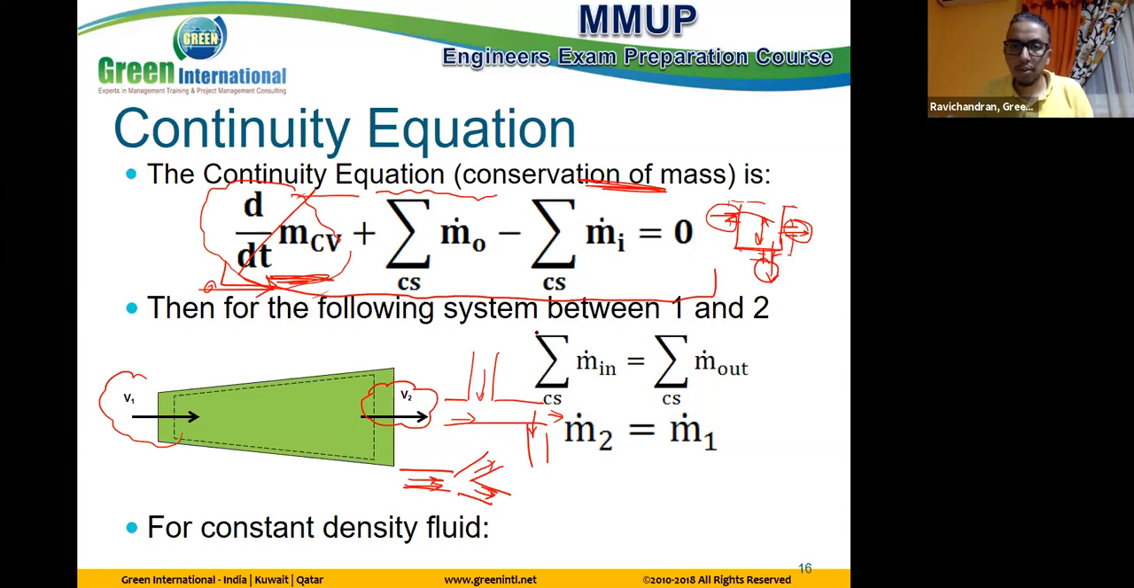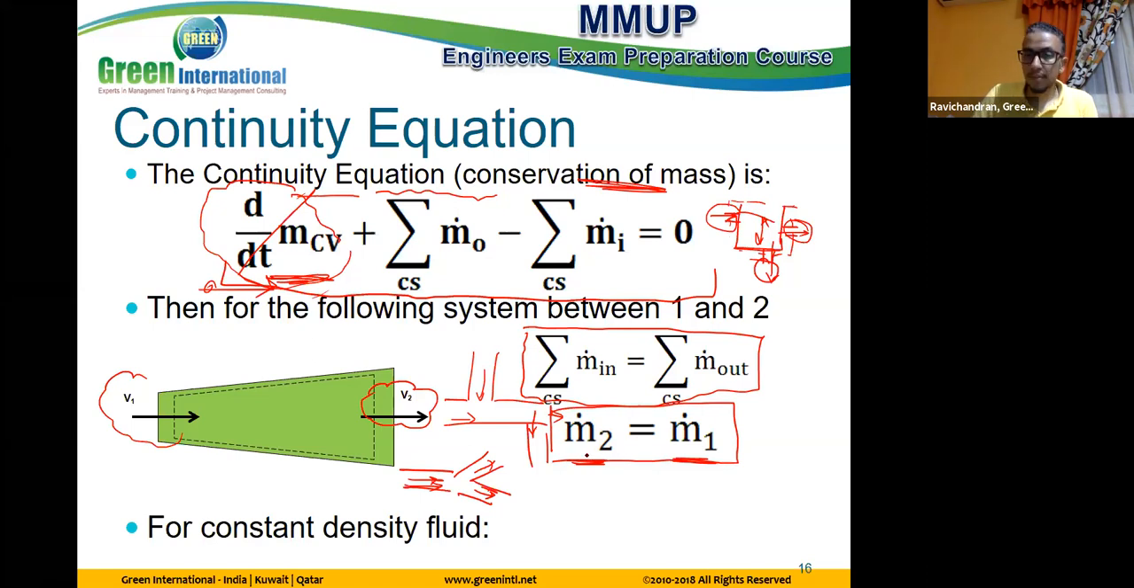So we find the final equation: sum of m dot in equals sum of m dot out. Or we can write m dot in, same as this case, m dot 2 equals m dot 1. Clear? This is the continuity equation. Very important equation, so we use it a lot in the exam. m dot in equals m dot out. What is m dot? Mass flow rate, in kilogram per second or pound mass per second, or slug per second in British units.